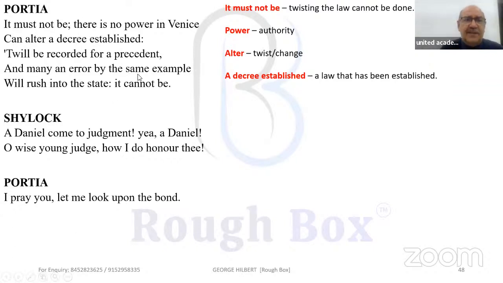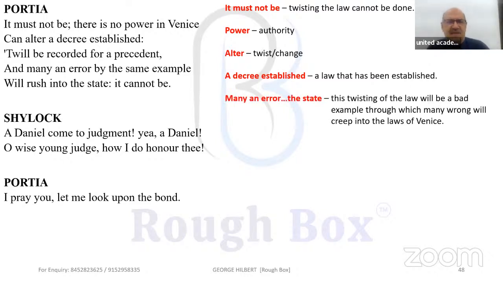It will be recorded for a precedent. It will be recorded as a very bad example. And many an error by the same bad example will start entering into the laws of Venice. And wrong judgment will be passed. It cannot be. We cannot twist the law.